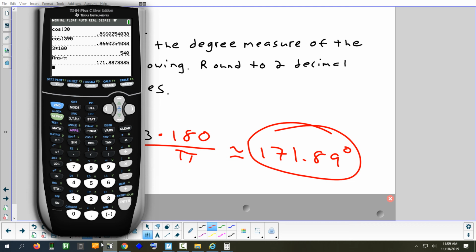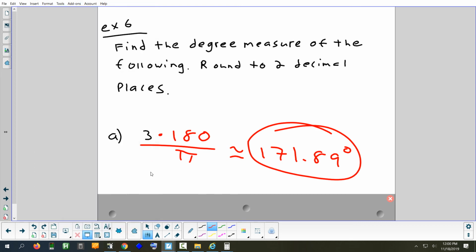Now, let's do 3.14 instead. So that's the numerator, 540. Divide by 3.14. That's 171.97. If I'm looking for accuracy to the nearest hundredth, it's kind of a big difference between 89 and 97. So it throws your answer off. Okay, so any questions on that?